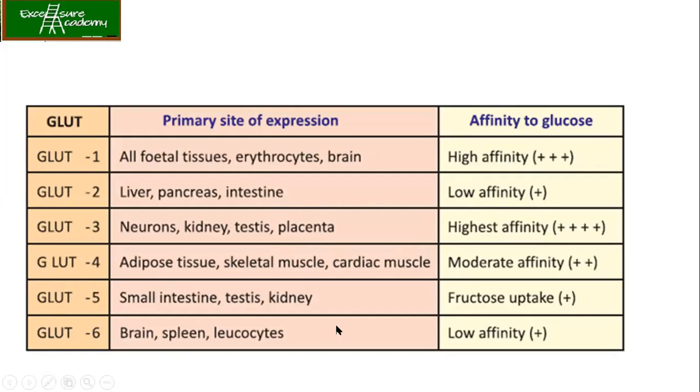Now when you see small intestine, testis and kidney, in the case of GLUT5, it also has affinity for fructose. So again, it's a 6-carbon sugar. So sometimes instead of glucose, fructose can also bind. So it is not that specific, and the affinity is less. Then we have the brain again. GLUT6 is present and has low affinity for glucose. Okay, so I hope this is clear.